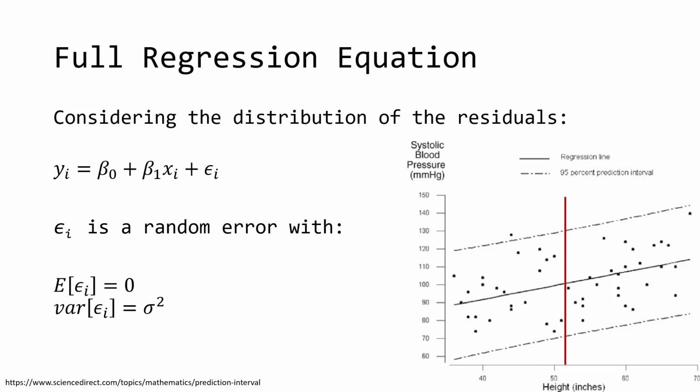Using the regression equation provides the mean estimate for the predicted y value, but the real value can only be described in terms of a prediction interval, which is an interval with a width defined by the residual variance. The plot on the right shows a regression line with the 95% prediction intervals around it. The red line is at about x equals 52. The mean estimate of the y value corresponding to this x value is about 100. However, due to the random error of this model, there is a 95% probability that the true unobserved value of y is between 70 and 130.